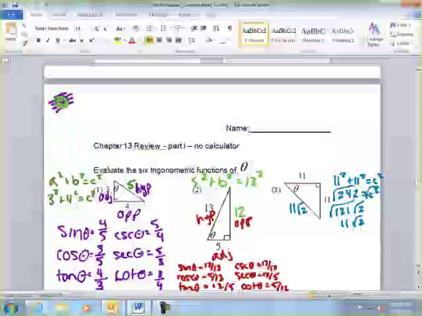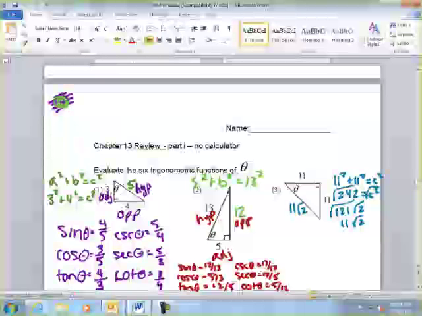Again, all three of these were special nice triangles. I promise tomorrow they will all be special nice triangles as well. Not necessarily the exact same, but they will be special nice triangles. So since you're not going to have your calculator, if you recognize those patterns, it can save you having to do some arithmetic.